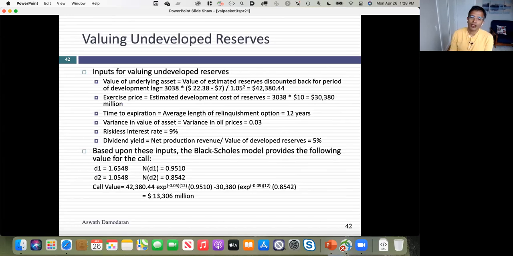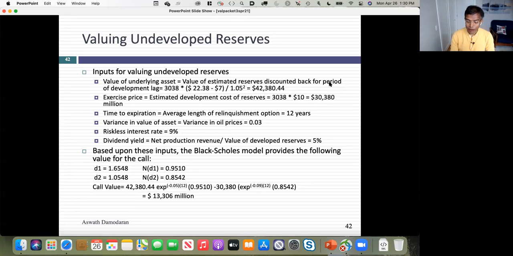I decided to value the undeveloped reserves as options. And again, it's very simple. I'm going to follow the same rubric every time I do this. I'm going to ask, if I develop these reserves today, what would I get as cash flows? Well, I get 3,038 million barrels. I make $15.38 a barrel because that's the current oil price. I give up 2 years of cash flows, because of that development lag, and I get a present value of 42.38. If I develop the reserves today, the value of the oil under the ground is 42.38 billion.